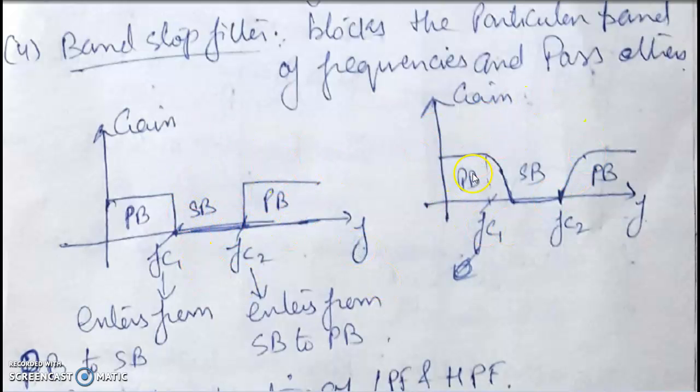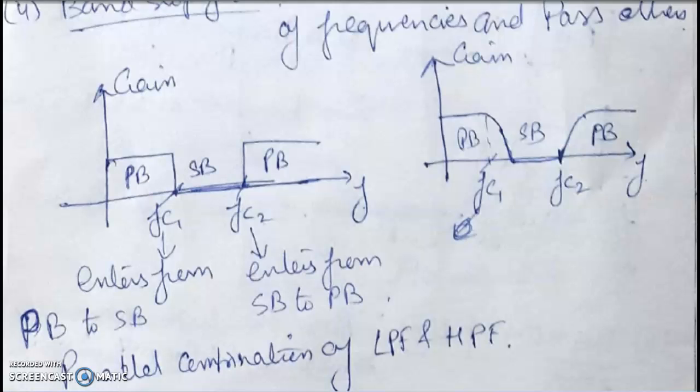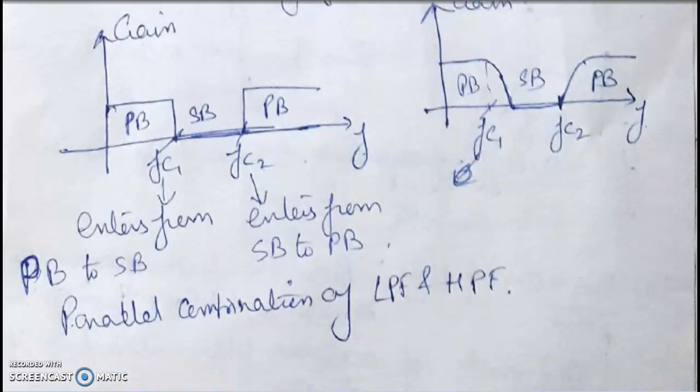When we see the practical characteristics, the characteristic is like this. So instead of this sharp transition, the transition will be delayed. Similarly, here also instead of this sharp transition, the transition will be delayed. And because of this notch, this band stop filter is also known as notch filter. This band stop filter is also known as parallel combination of low pass filter and high pass filter.